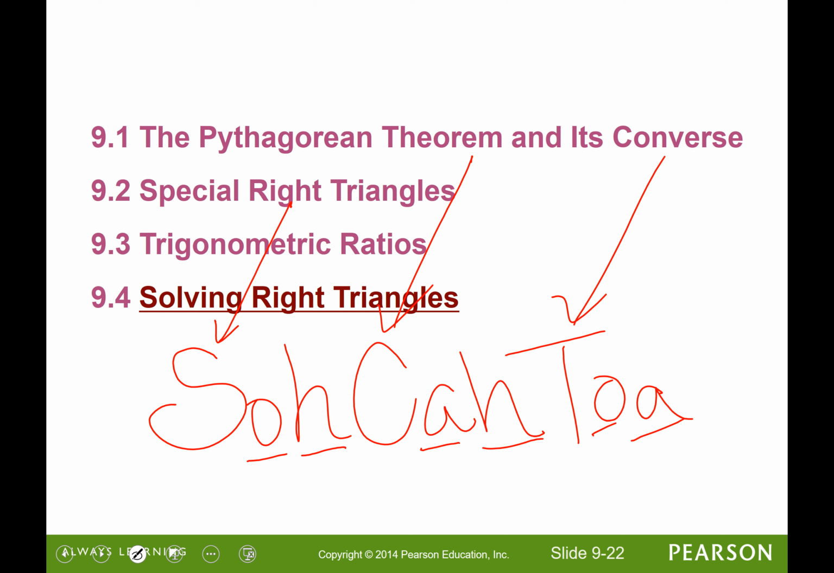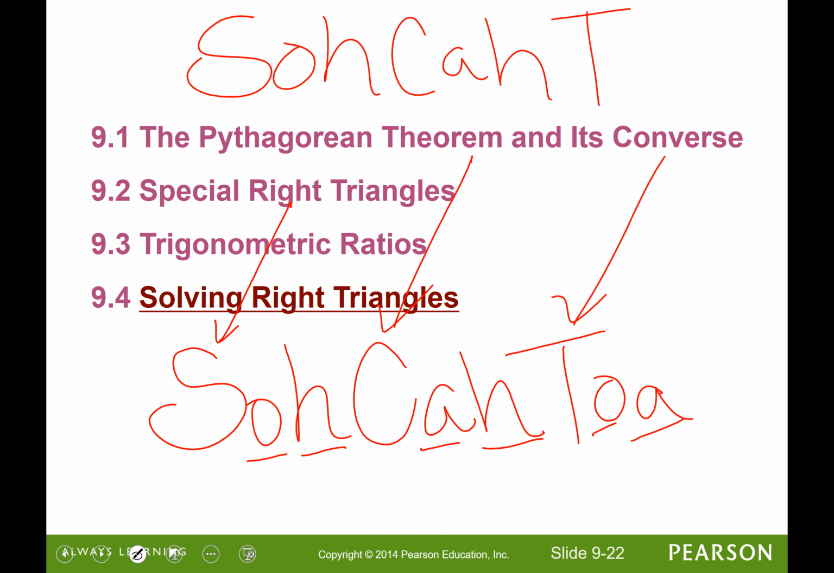So something I used to do, and I suggest you do it as well, as soon as I'm handed an exercise in which I need to decide on a trigonometric ratio to use, I like to write SohCahToa at the start of the exercise, so that way I don't have to be memorizing, okay, sine's opposite over hypotenuse, cosine's adjacent over hypotenuse, tangent is opposite over adjacent. I just have it right there for me to refer to. All right, and that will finish our discussion on section 9.3.